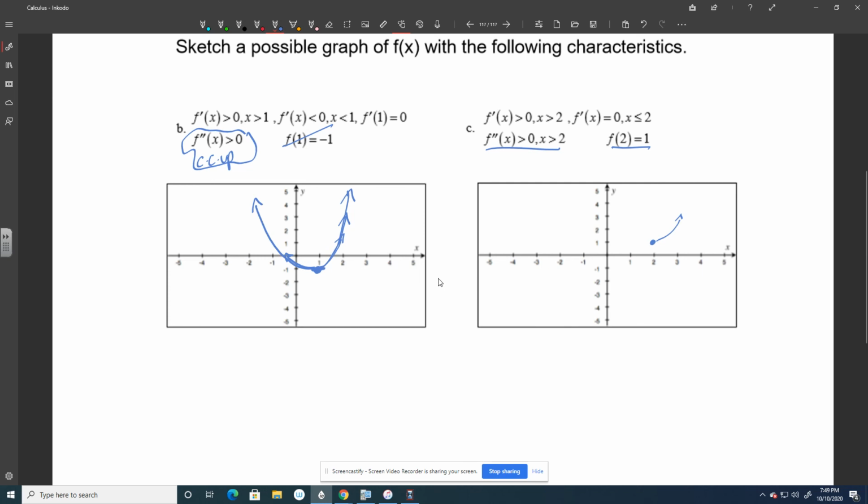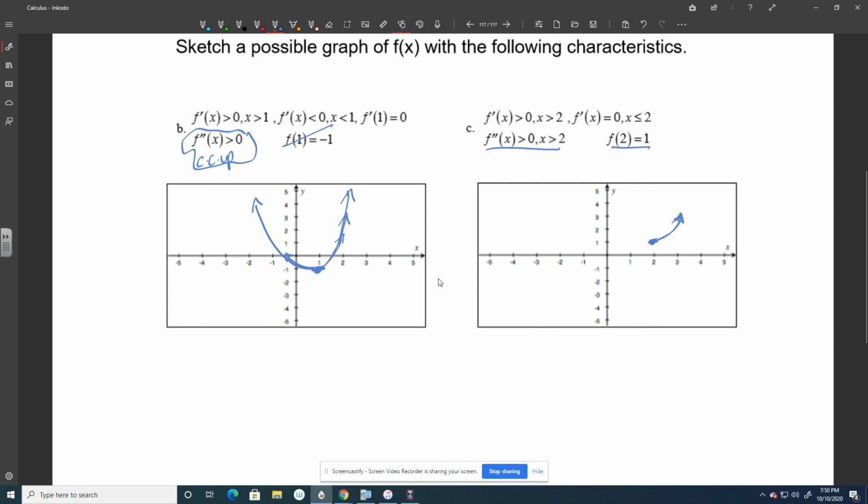What else do we know? F prime of x is 0 at 2. So that means this could be a minimum or a maximum. And then it says that f prime of x is greater than 0 when x is greater than 2. So again, I'm increasing. When x is greater than 2, my derivative is greater than 0.